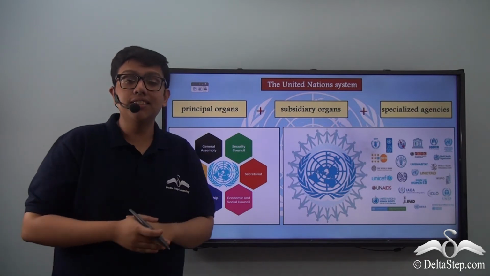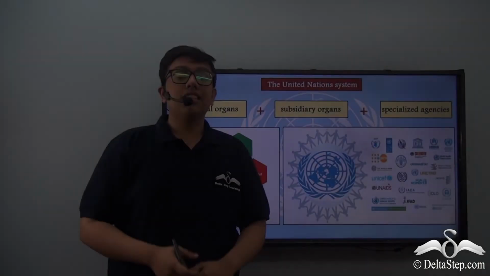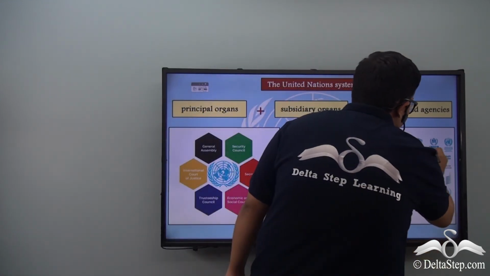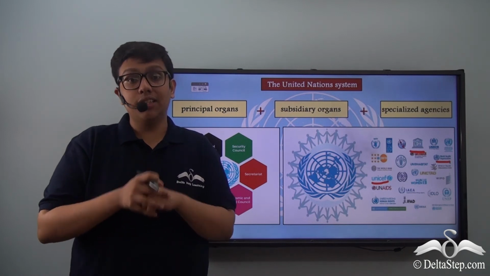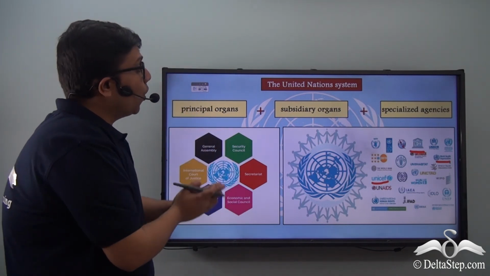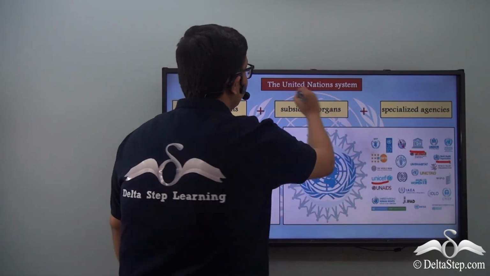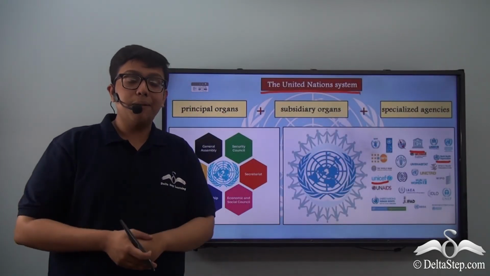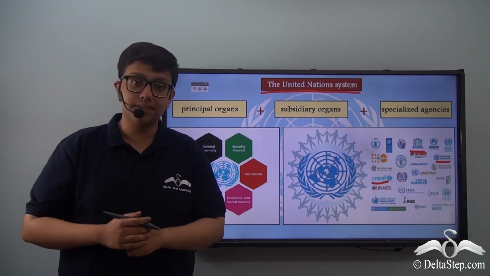Now some of these organs have subsidiary organs of their own, such as ECOSOC and the General Assembly. Apart from that, the UN also has multiple specialized agencies such as UNESCO, UNICEF, and WHO. And these specialized agencies act in an independent manner with specific objectives of their own. The 6 principal organs, along with the various subsidiary organs and the specialized agencies, together make up the United Nations system. Now that we have seen what the UN system is all about, we shall be looking at the 6 principal organs of the UN in detail in the subsequent lessons.